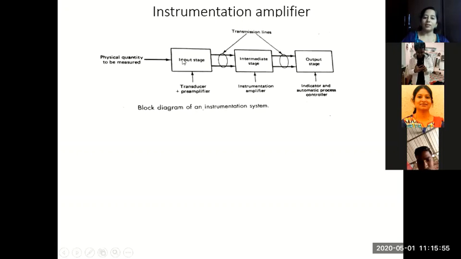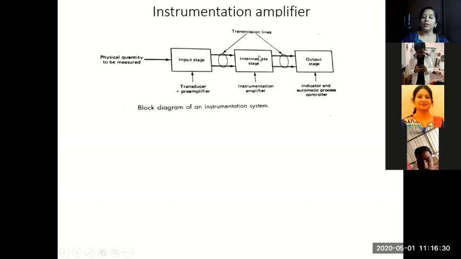An instrumentation system will consist of a physical quantity like temperature, pressure, which would be measured by using an input stage which has a transducer and a preamplifier. The output of this transducer and amplifier will be an electrical voltage which is passed through transmission lines to an intermediate stage which has an instrumentation amplifier. This instrumentation amplifier will give you very high gain, very high CMRR, high input impedance, and low output impedance.